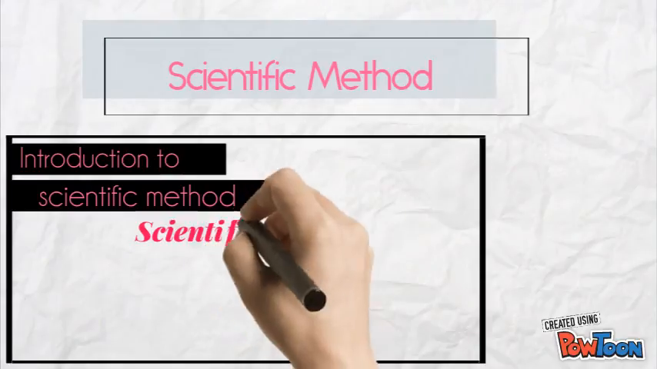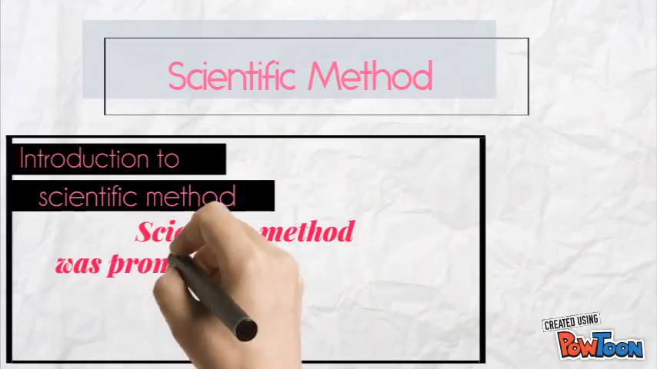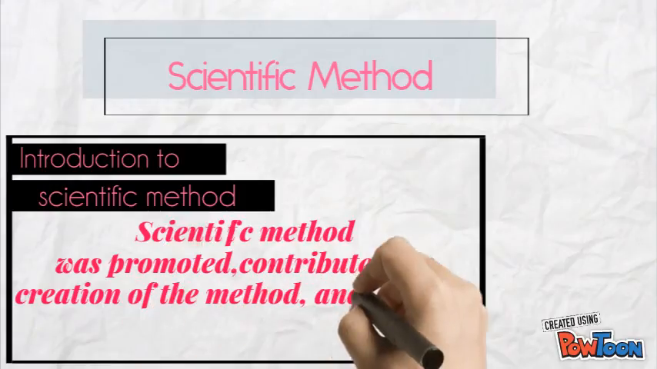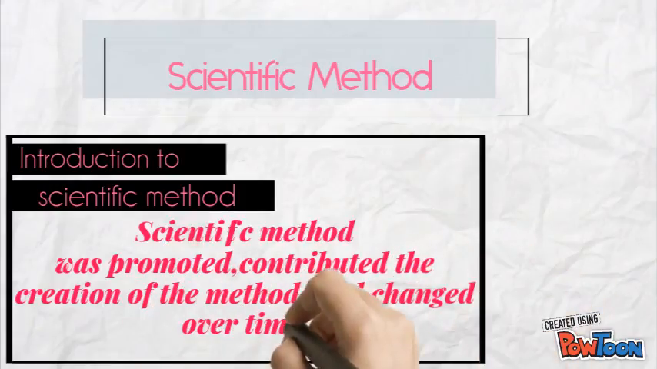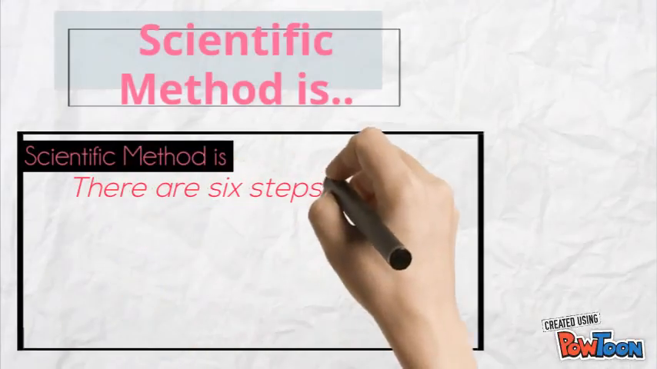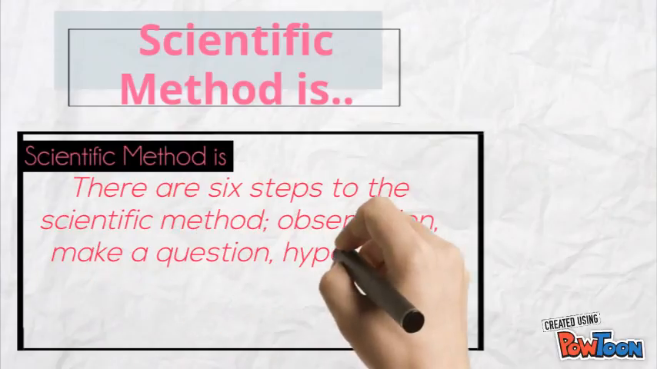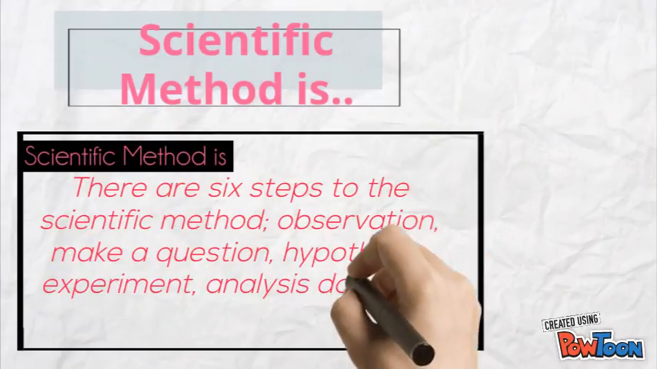Hi, we're here to talk about the scientific method. The scientific method was first promoted by Muslim scholars. Many scientists contributed to the creation of the scientific method over time. There are 6 steps to the scientific method: observation, make a question, hypothesis, experiment, analyze data, and make a conclusion.